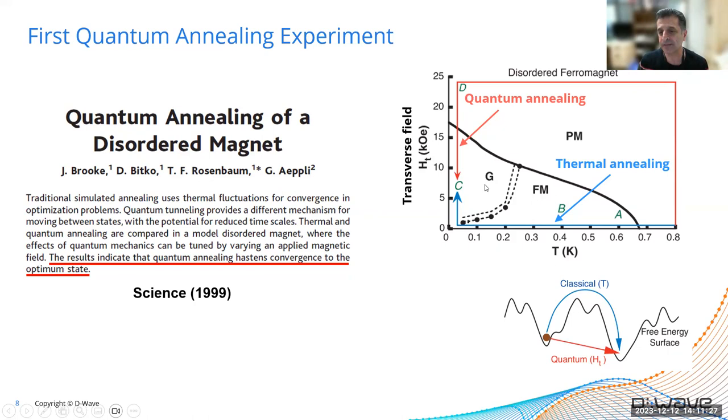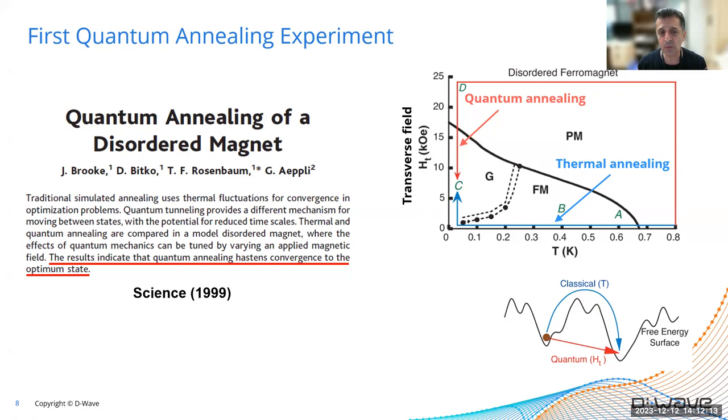And then they cooled it down from a hot temperature towards the spin glass phase thermally. They also did it quantum mechanically by introducing a large transverse field and then reducing the field. In this case, it's a magnetic field, a transverse field, and reducing the magnetic field to the same point in the spin glass. And they concluded that the quantum annealing converged faster than classical annealing. That was the first experimental evidence that quantum annealing could be faster.